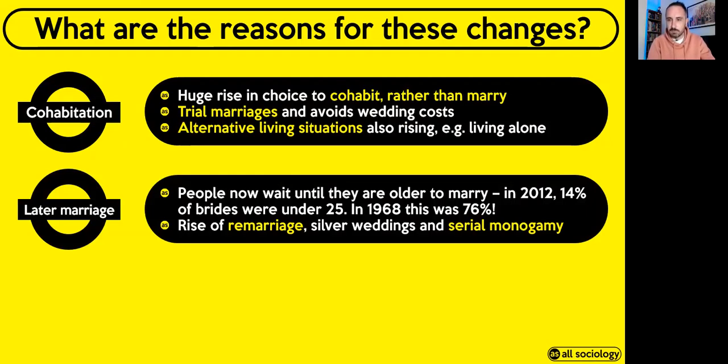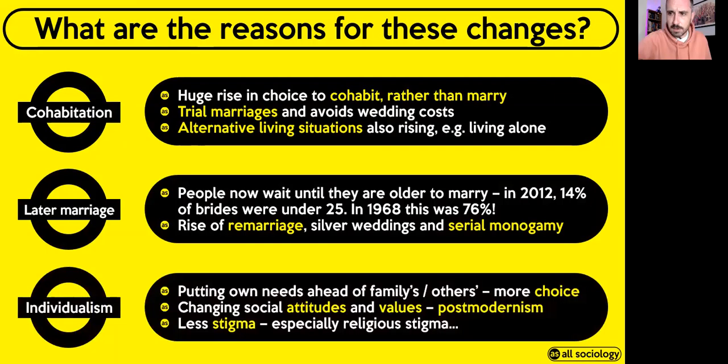So we might have a rise in remarriage or serial monogamy, where people get married, divorced, and get married again. And often we refer to this as silver weddings due to the colour of people's hair in their 50s, 60s, and so on, who might get married later in life, possibly for the second, third, or even fourth time. And tying all this together is this big trend towards individualism.